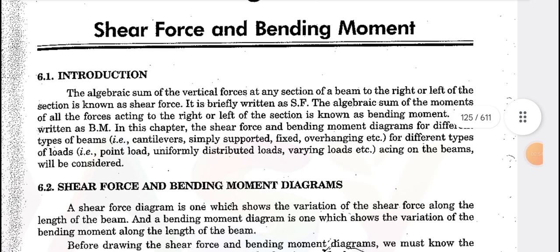The shear force is nothing but the algebraic sum of the vertical forces at any section of the beam, to the right or left of the section. And the bending moment is the algebraic sum of the moments of all the forces acting to the right or left of the section.